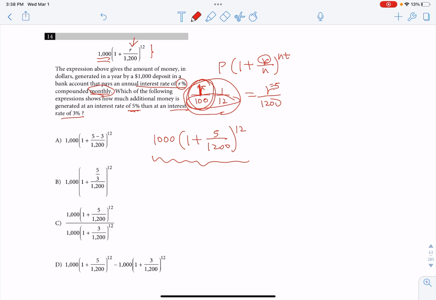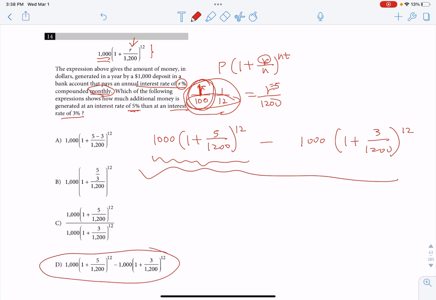And then at interest rate 3%, how much you got will be 1,000 times 1 plus 3 over 1200 to the 12th power. So which one expresses how much additional money is generated by the interest rate 5% than the interest rate 3%? You subtract. That's how you get it. So the answer will be D.